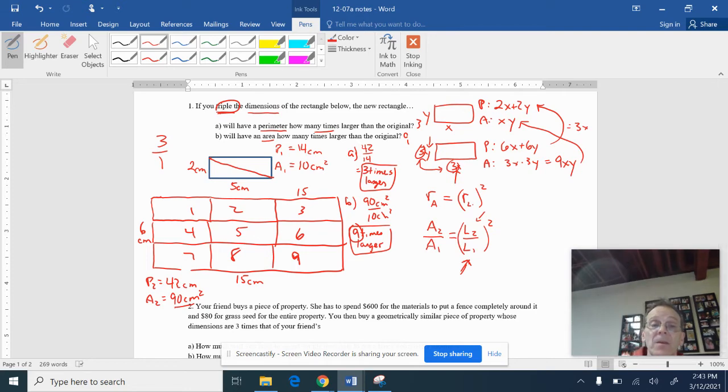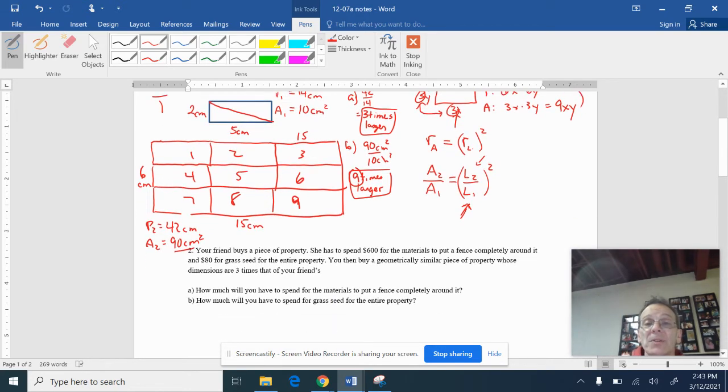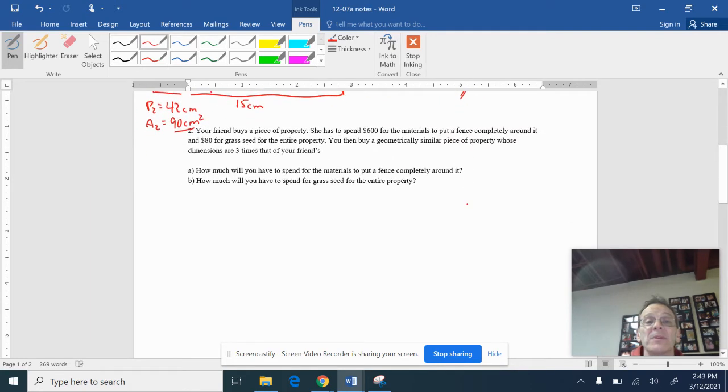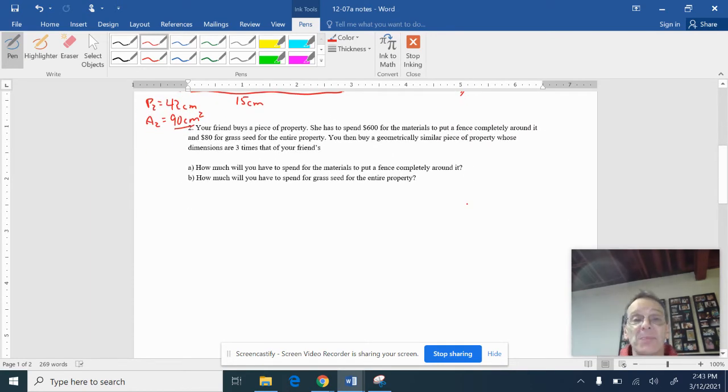Okay. So let's apply this principle to the second problem here. Your friend buys a piece of property. Okay. She's got to spend $600 for the materials to put a fence completely around it. And she's got to spend $80 for grass seed for the entire property. And then you buy a geometrically similar, okay, that's what's going to enable us to use the principle we've just been talking about, similar piece of property whose dimensions are 3 times, once again, 3 times that of your friend's.